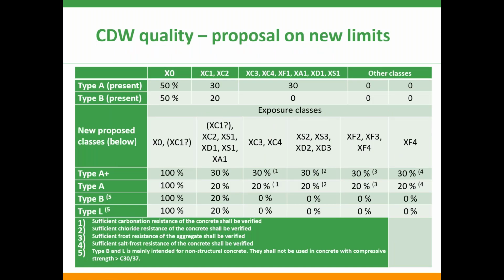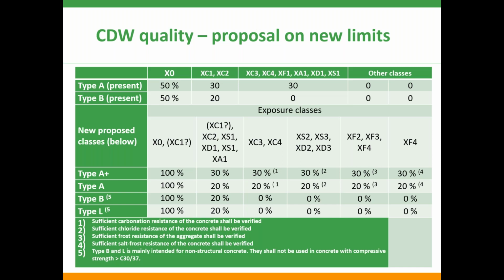We also suggest the revision of the present classification system. You see at the top of this table, for the two existing or present classes, type A and B, how much you can replace virgin aggregates by CDW aggregates with respect to the exposure class of the new concrete. The exposure class for concrete is basically the chemical and physical environment in which the new concrete will be used.